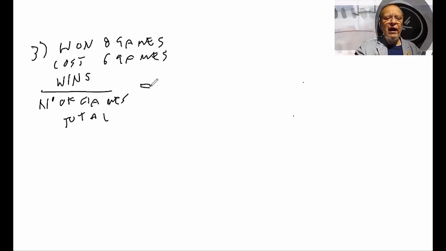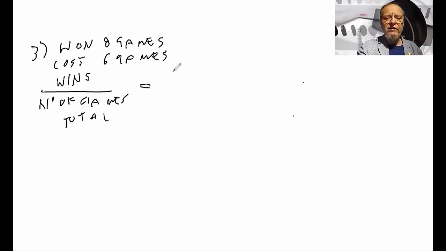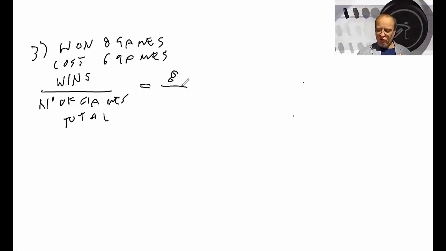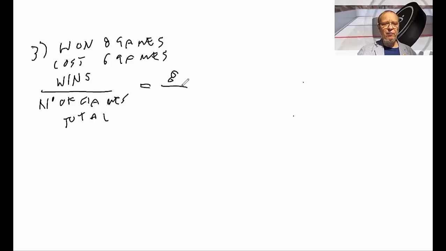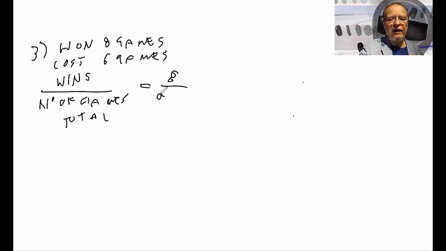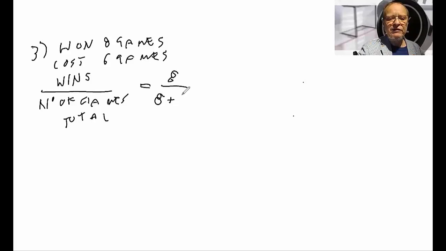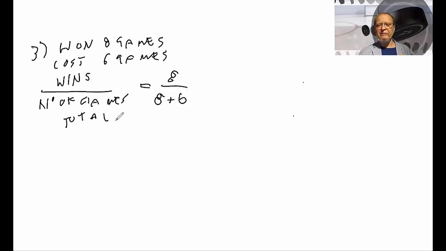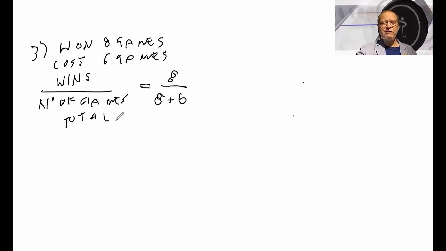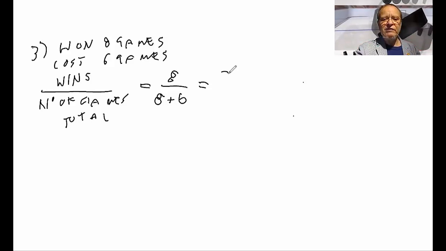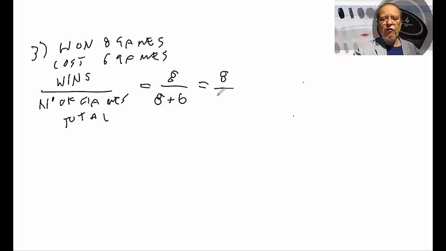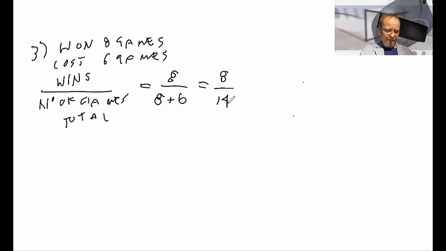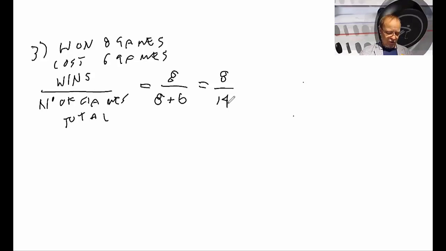So we have the number of wins. Well, that's 8 games. And how would we find the number of total games? Well, we find the number of total games by adding 8 plus 6, because the total number of games is the games lost plus the games won. So that means we have 8 over 14. And so that would be the ratio.